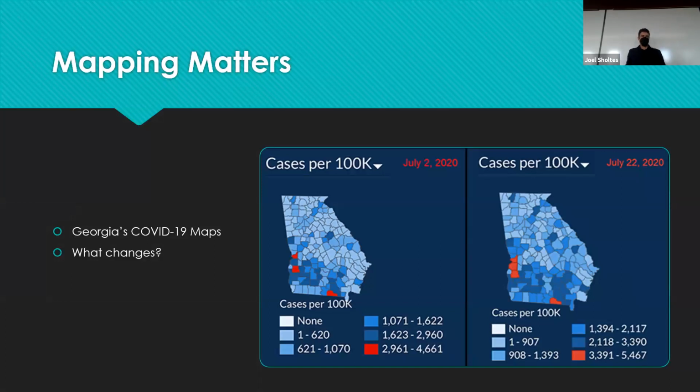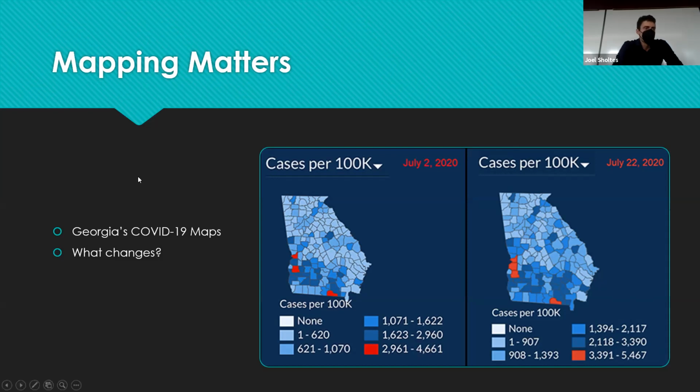Mapping matters, and how you define your intervals matters. So let's take a look at these two maps. This is Georgia, COVID-19 numbers, July 2020, and then July 2nd, and then July 22nd. What changes between these two maps? Obviously, the cases change, but what changes regarding the content or the format of the map? They changed the scale.